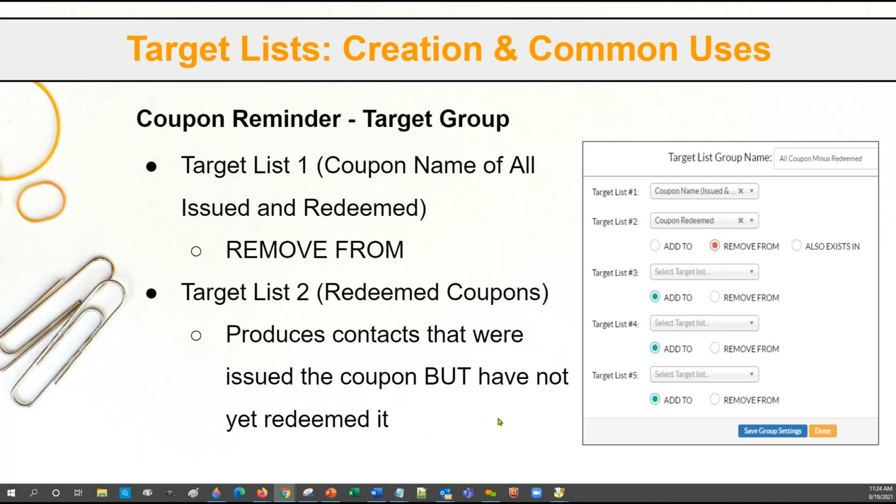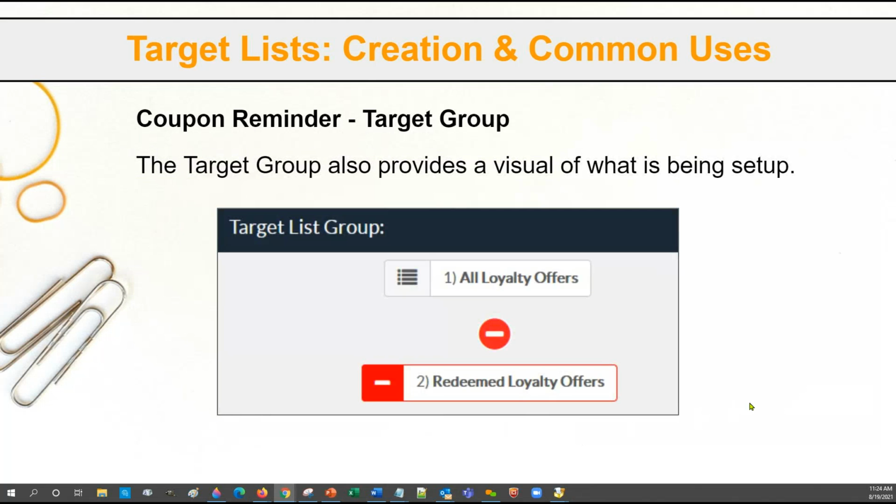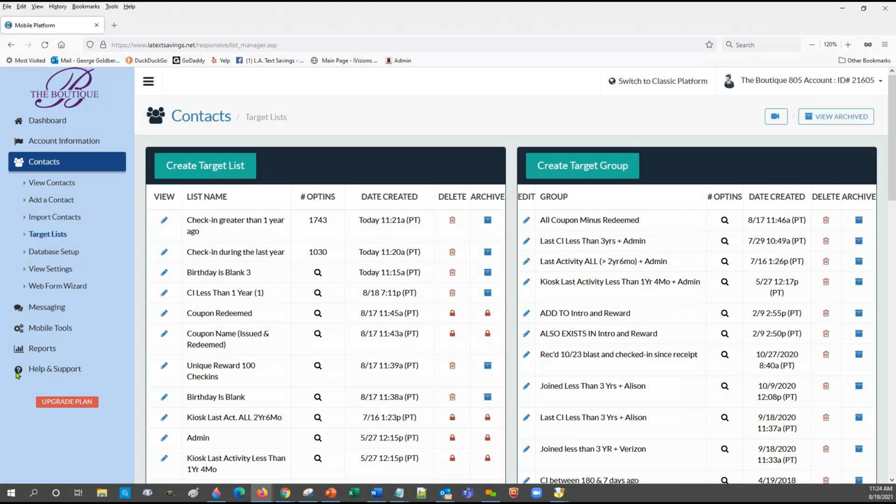Okay? For visual learners out there, this system makes it very easy to understand how these target groups, the lists within these target groups relate to one another by providing a visual example. You'll be able to see this in the target group itself. So let's set one up and take a look at what this is like. Okay. Again, here in this account, we have the lists that are already created. Coupon name, issued and redeemed, 401.